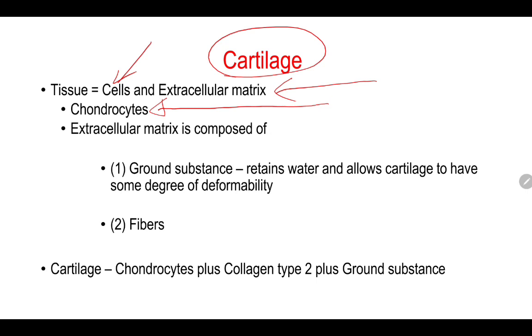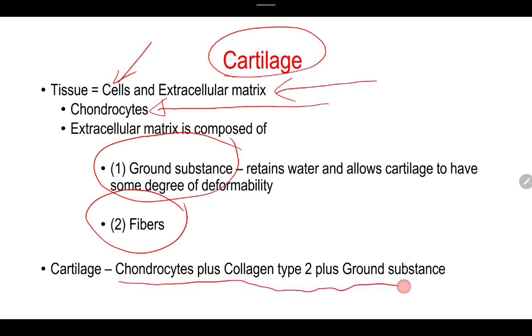For the extracellular matrix naman, it's still the same, no? It has the ground substance as well as the fiber. So in short, your cartilage is made up of chondrocyte plus collagen type 2 plus ground substances. The fibers here are collagen type 2. But in general, same thing na kung anong component ng tissue, gano'n din ang component ng ating cartilage. But gusto ko kasi isa-isahin natin yung specific cartilage, no? Kasi para malaman nyo yung difference nila.